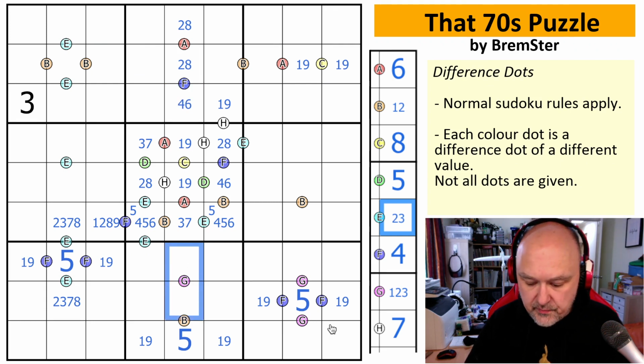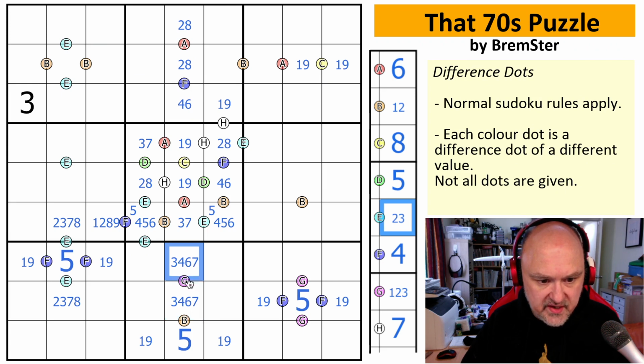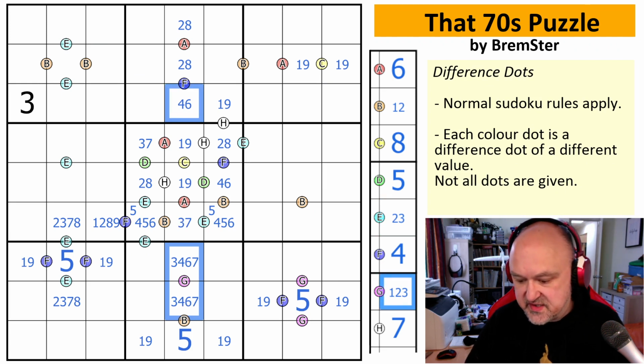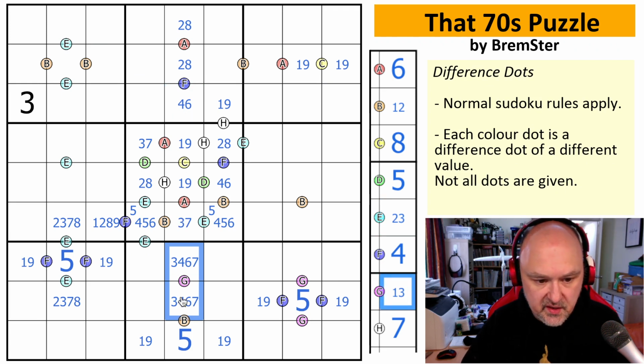So we've got 3, 4, 6, and 7 in here, but we don't quite yet know whether this is a 1, 2, or 3 difference. Now, if this is a 1 difference, we'd have 3, 4, that's fine. If this was a 2 difference, the only option we would have is 4 and 6, which would conflict with this. So we can take 2 out of the pink, purple, the dot value. So we now know that this has to either be a 1 or a 3 difference in purple.